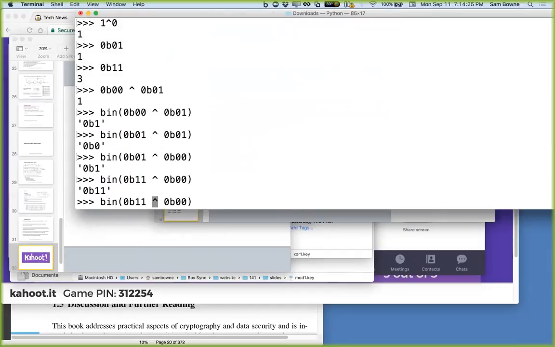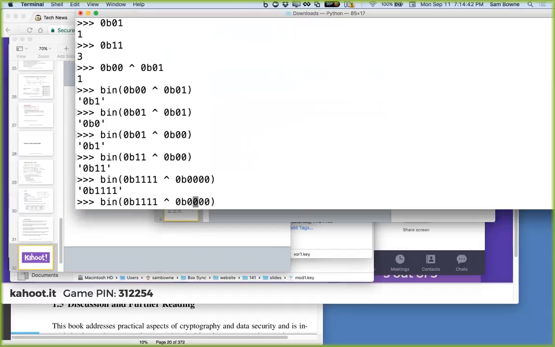So if I have 1, 1, 1, 1, and I XOR it with 0, 0, 0, let's say 4 zeros, what's the answer? 15. 1, 1, 1, 1. Right? Because each one of these 1s is different than each one of those zeros, so you keep the 1s.